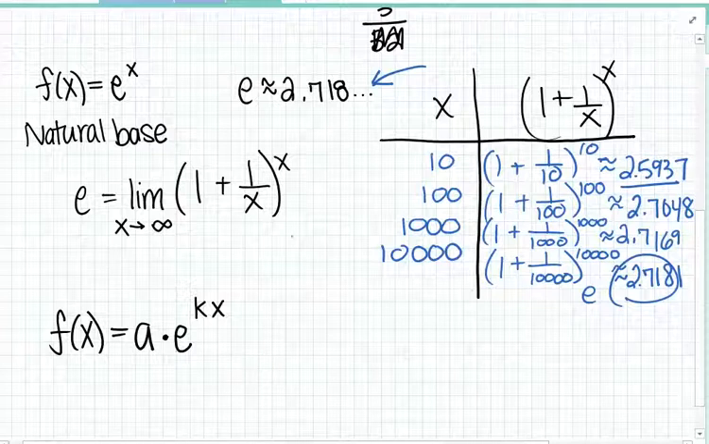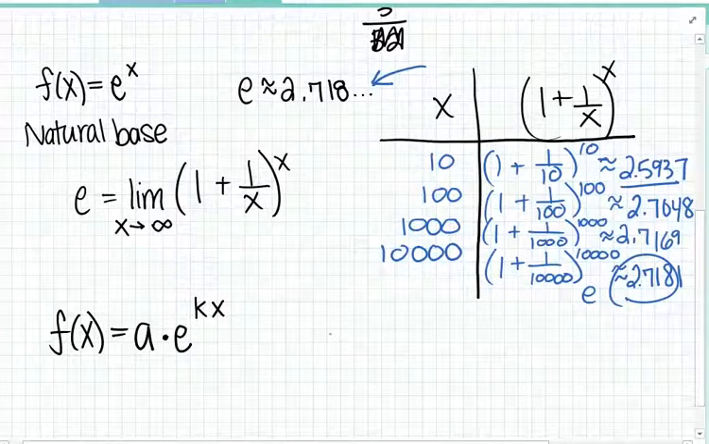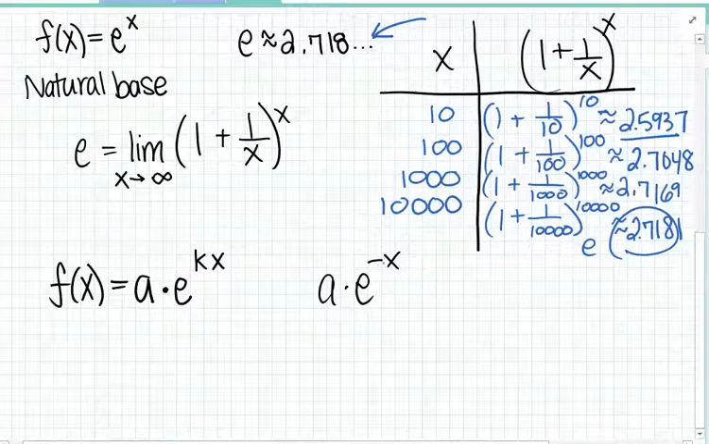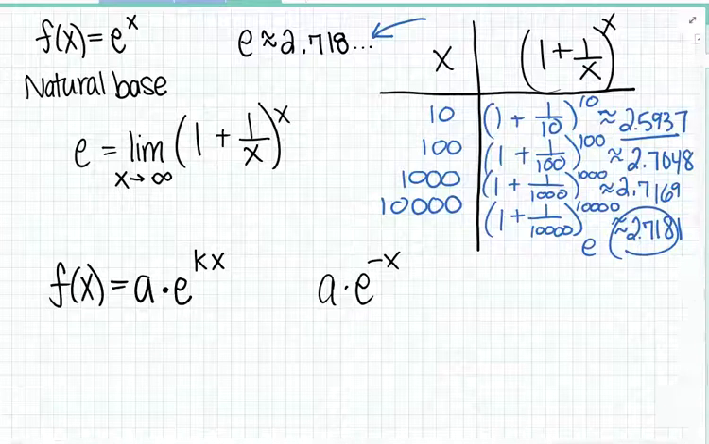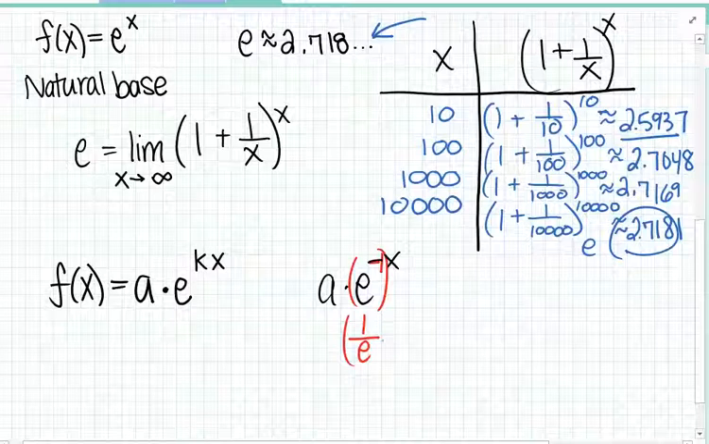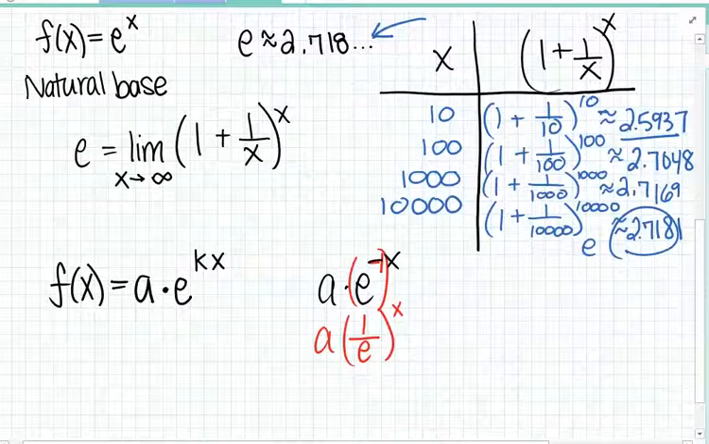So let's think about if it's negative. What if k was negative 1? Okay, a e to the negative x, for example. What does that negative do to the function? Well, it's like taking e to the negative 1 power. And e to the negative 1 power would be 1 over e. So this is equivalent to a times 1 over e, to the x.